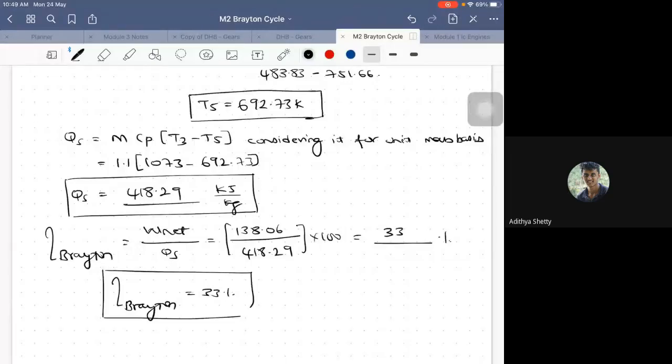Any doubts in this particular problem? Let me know. Any doubts?